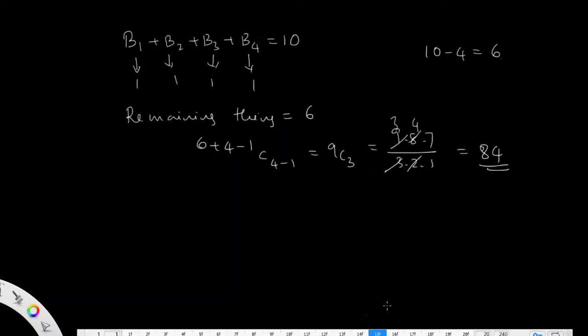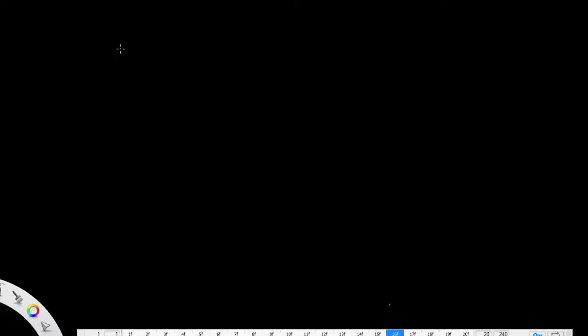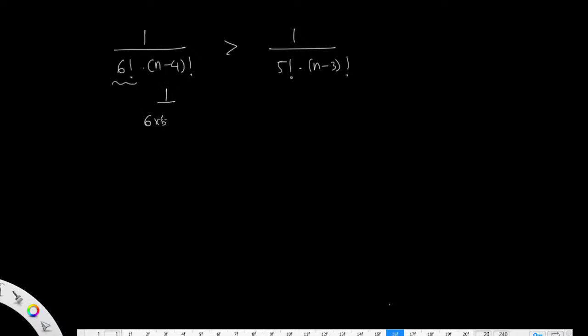This can be written as 1 by 6 factorial into n minus 4 factorial is greater than 1 by 5 factorial into n minus 3 factorial. Then it becomes 6 into 5 factorial, and then 1 by n minus 4 factorial as it is.